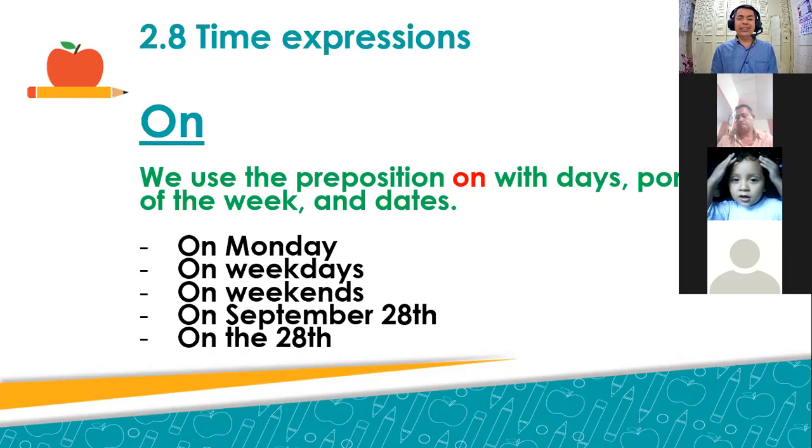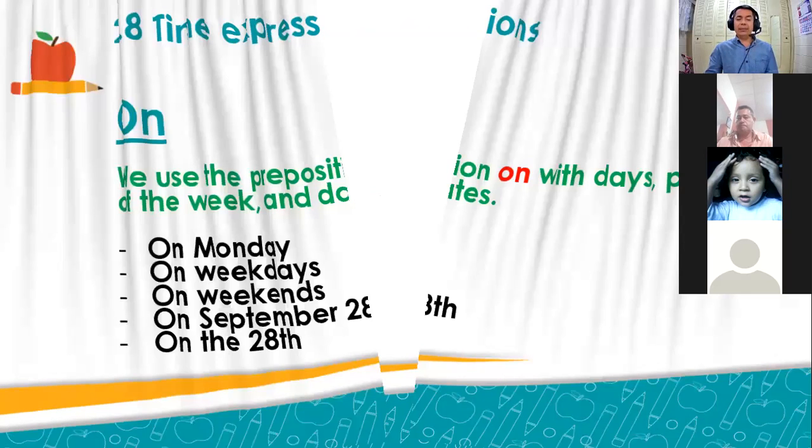Then we use on with dates: on September 28th, on the 28th. Today, for example, is December 1st. So you say on December 1st. You don't say in December 1st. No, on December 1st, right? Okay. Now, when do you use at?